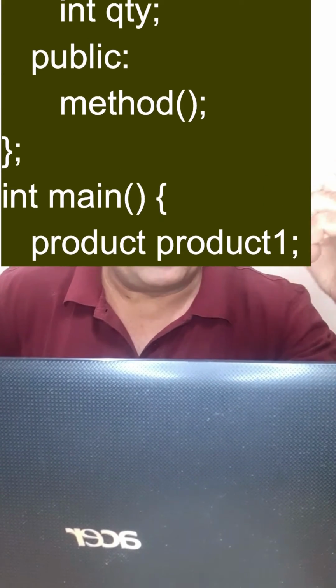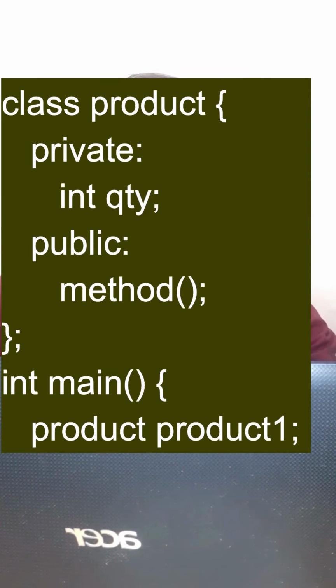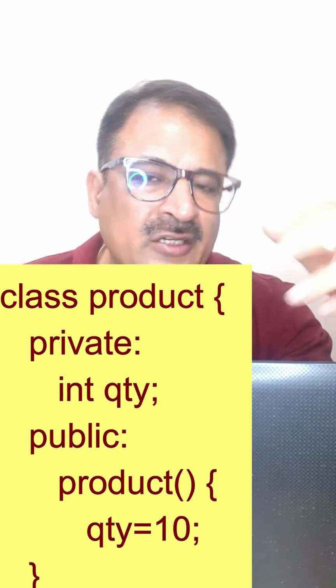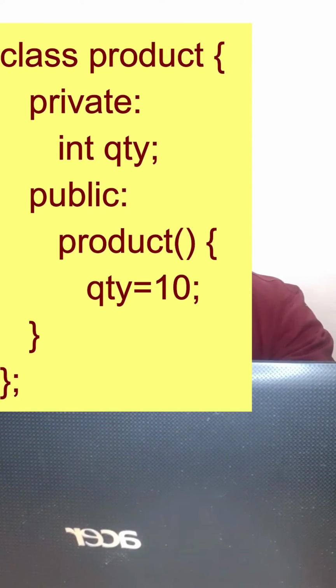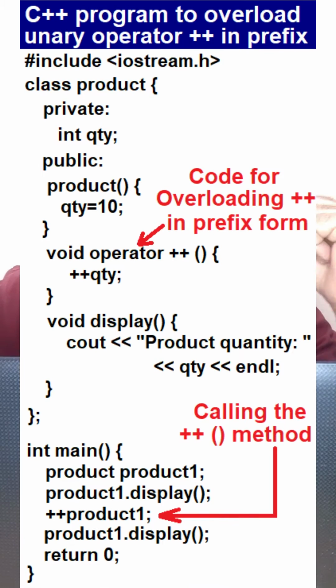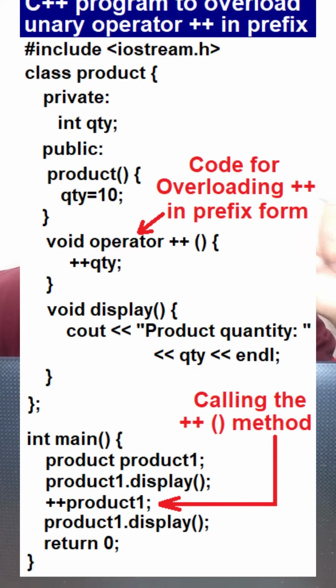To understand it with an example, let us assume that I have a class Product. It has one class attribute, quantity, and I make an object product1 of the Product class. To initialize the quantity attribute of product1, I have made one default constructor that initializes qty, that is quantity, to value 10. When I display the quantity before invoking the ++ operator, obviously it will display the value 10. When I write ++product1, the compiler will look for the code to overload the unary operator, right?